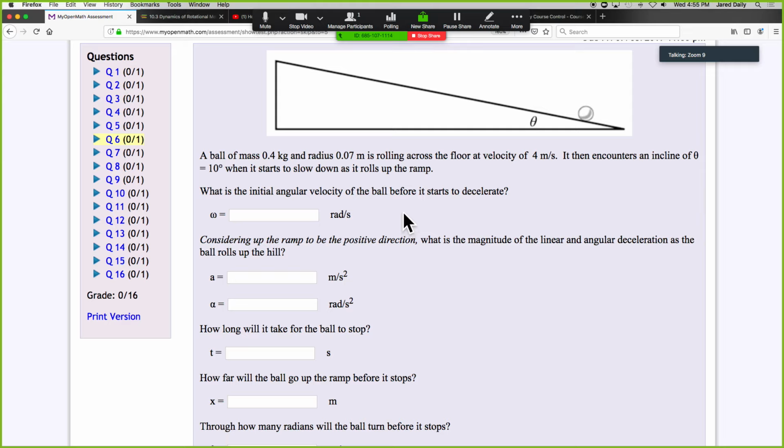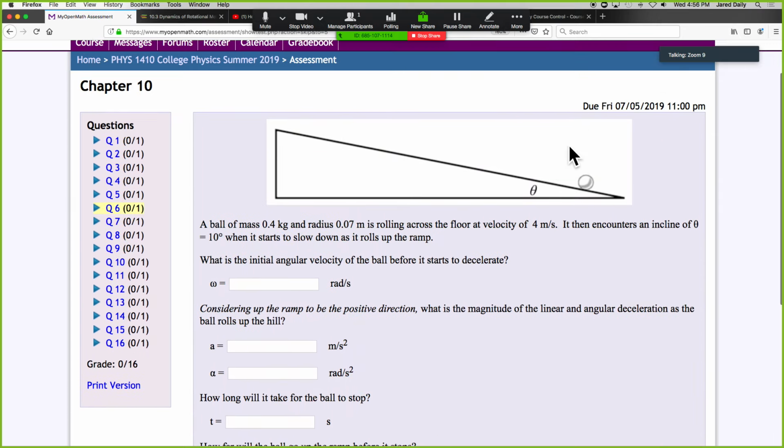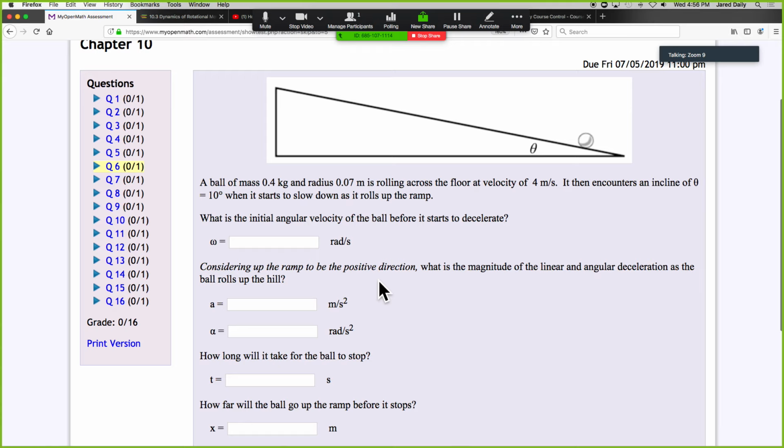Again, I didn't read the problem. In this problem, it's actually going up the ramp, so you have to do it backwards. You start with kinetic energy, rotational and linear, and then you end up with potential energy at the top. And that's how you calculate how far it will go up the ramp and everything else. But anyway, it's still that kind of problem where you have kinetic energy of two kinds turning into potential energy at the end.